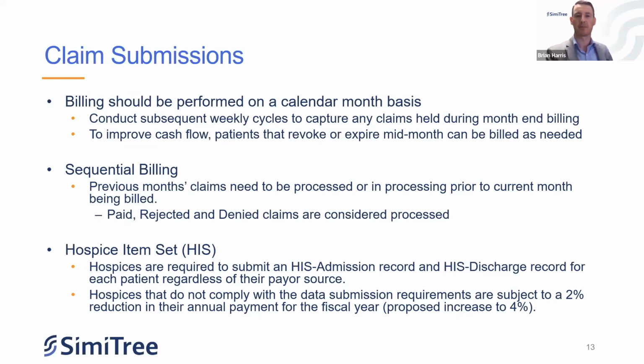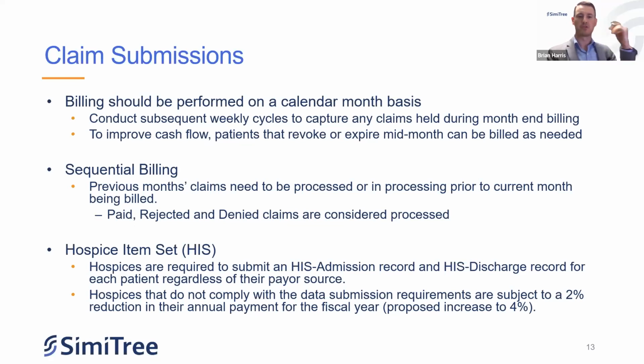You can't really split up the month of half of May and then the next half of May. But really, again, do that month-end cycle and conduct subsequent weekly cycles to capture any claims that were previously held. So you should get the bulk of it out. It's usually a timing game with hospice, right? Where you try to get your pre-bill errors cleared earlier in the month so that you can get that big check at some point a couple of weeks into the month.